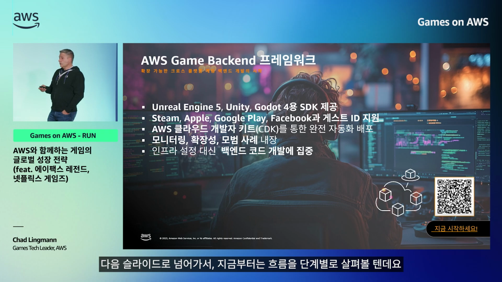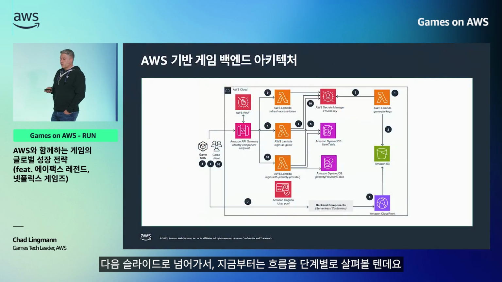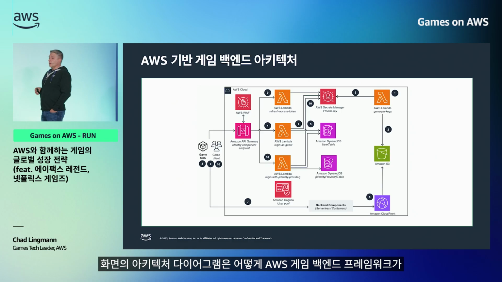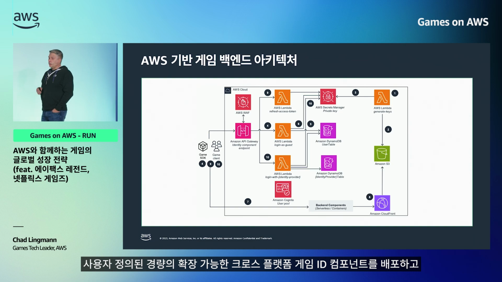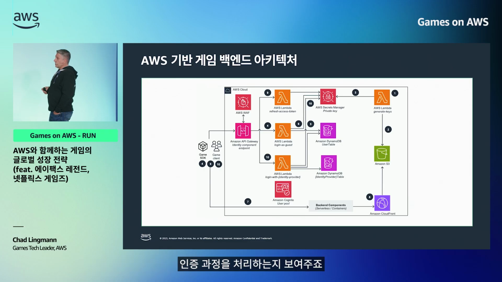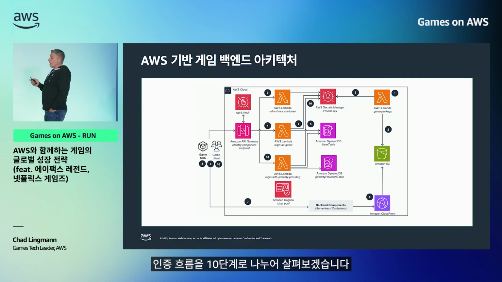So now I'm going to go to the next slide. We're going to go through the flow for this. So this architecture diagram illustrates how the AWS Games backend framework is used to deploy a custom, lightweight, and scalable cross-platform game identity component, and how the identities authenticate. So let's walk through this identity flow in 10 key steps.